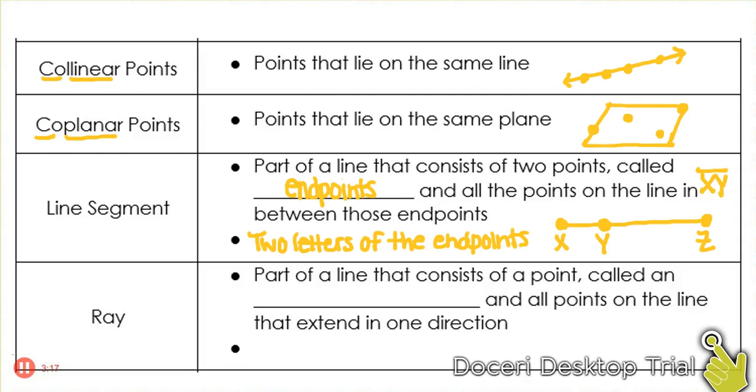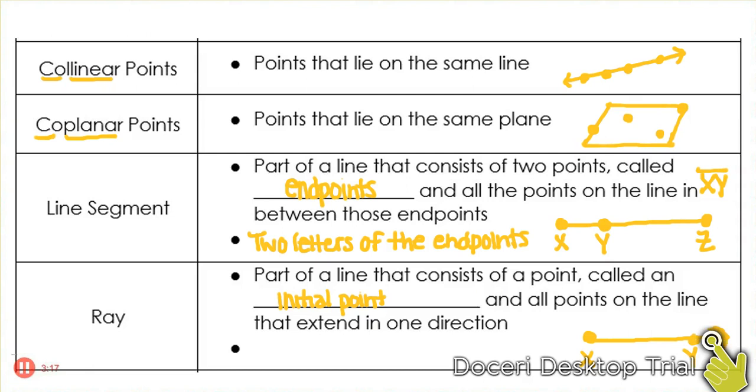Then we have a ray. A ray is the part of a line, so this is still part of a line, but it consists of a point called an initial point. And the reason it's called an initial point is because this is the point we're going to start with, and then we're going to take all the points that extend in one direction. So if we're on a line and I take a point off my line, so let's say X, and then I'm going to look at the line in one direction or the other. So maybe I go X, Y. So it extends in one direction.